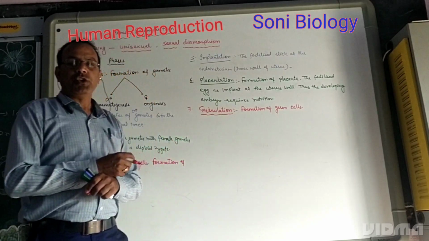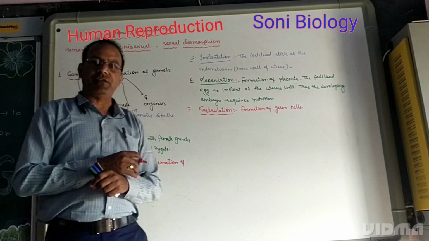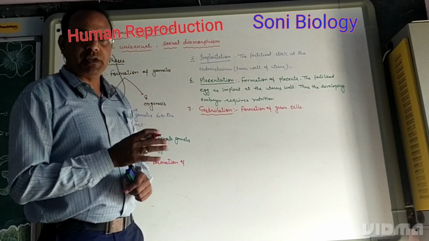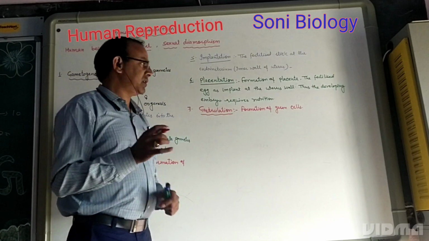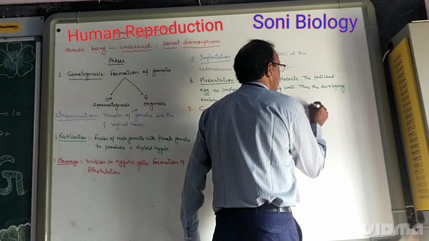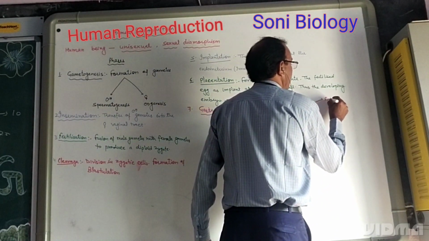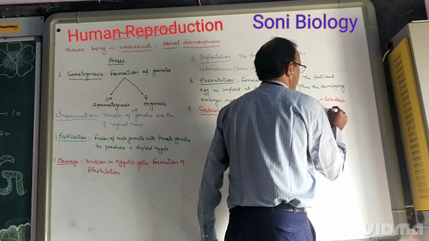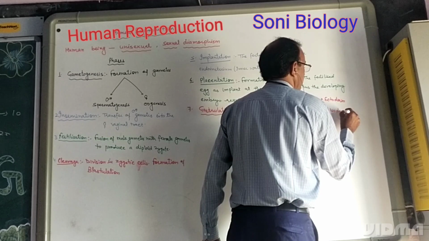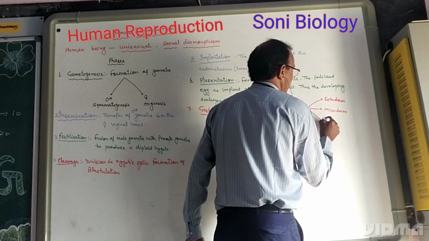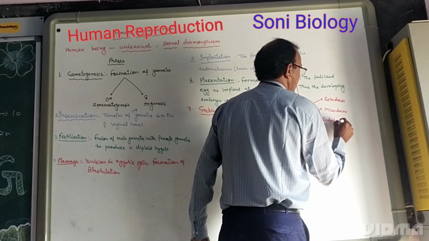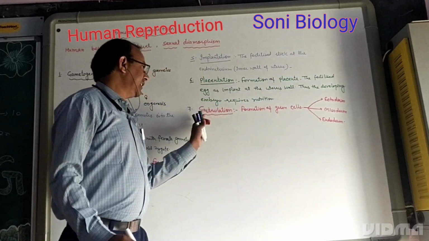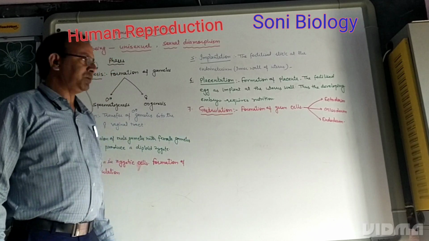As we know, human being is a triploblastic organism. The germ cell contains three layers: ectoderm, mesoderm, and endoderm. Formation of these germ cells is known as gastrulation.